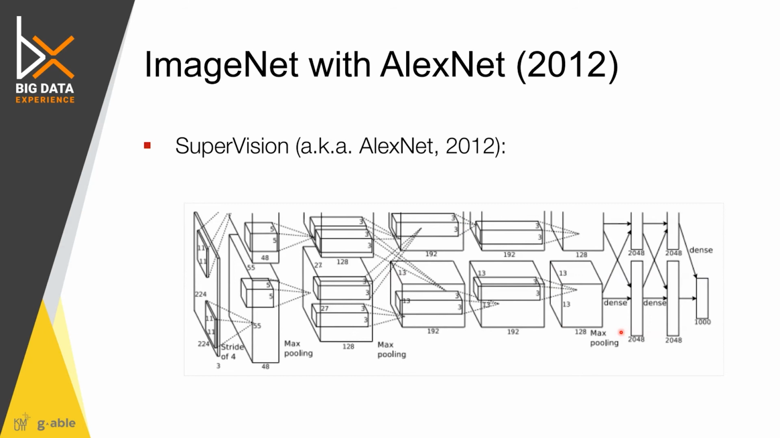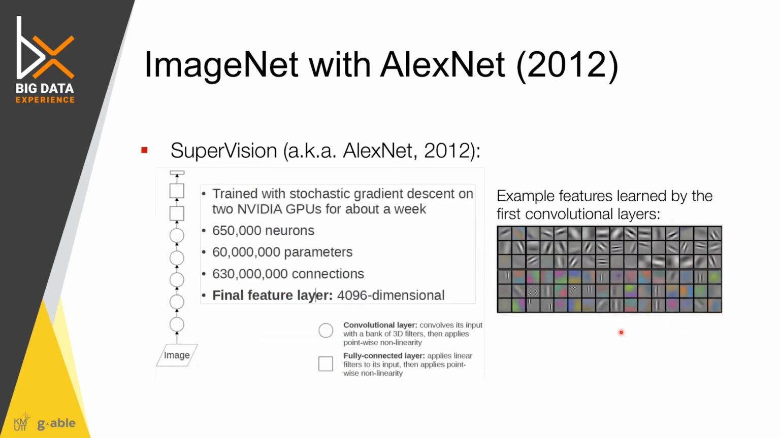Another name is SuperVision. This model in 2012 used stochastic gradient descent trained on two NVIDIA GPUs, and it took a week to train. But you can actually do it now with the current GPUs a lot faster. So this is a mesh, and then you have convolutional layers, five of them. Each convolutional layer consists of banks of 3D filters, and then applies a pointwise nonlinearity. That means you have a certain activation function. And at the end, you have the fully connected layer.